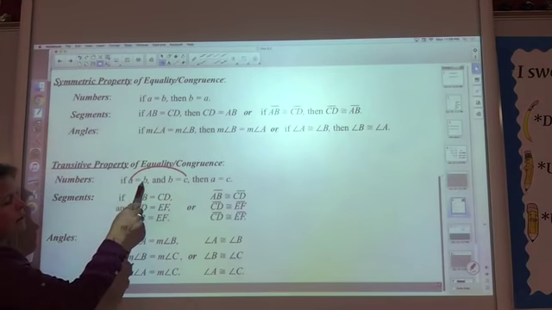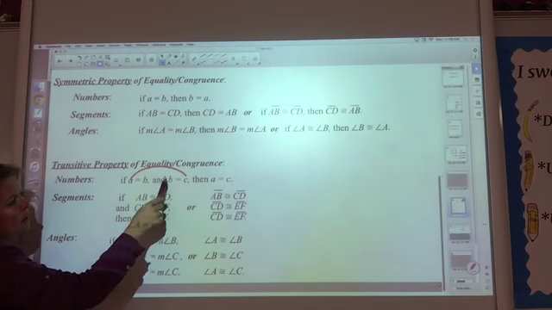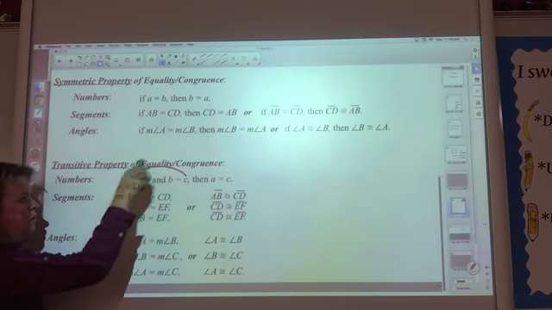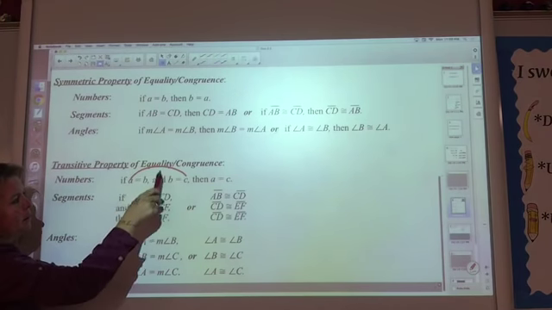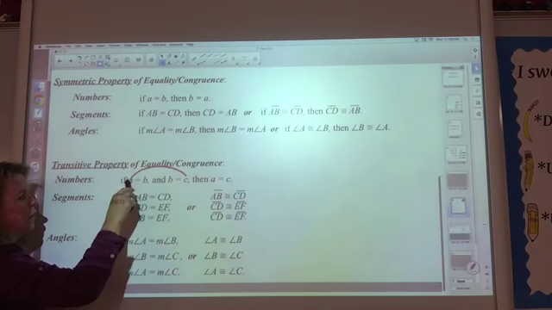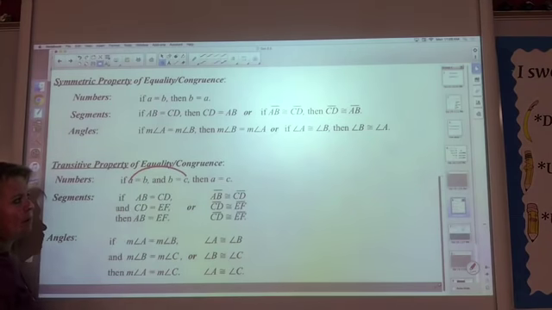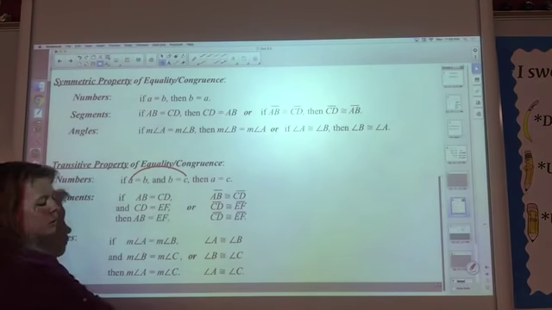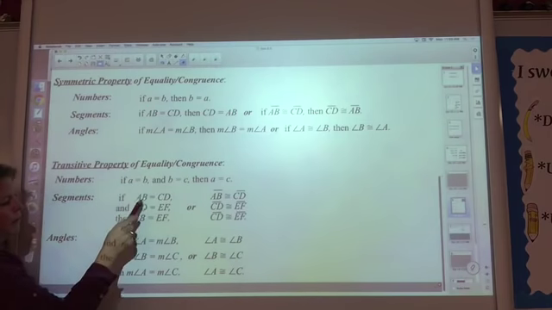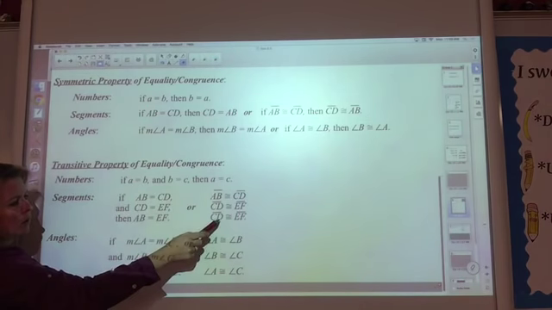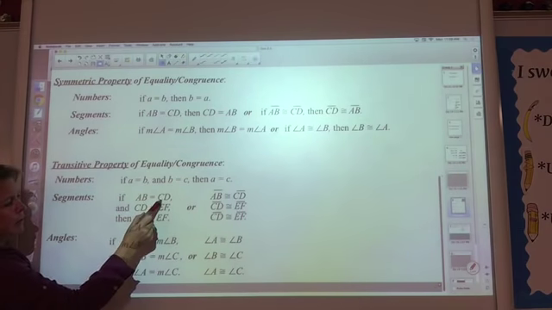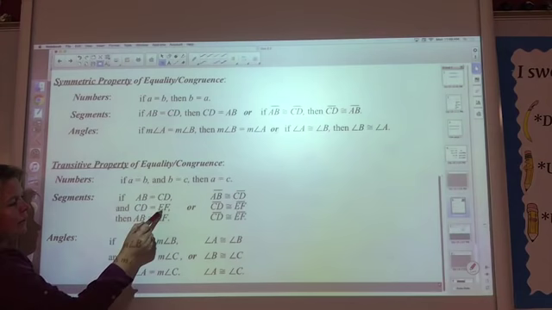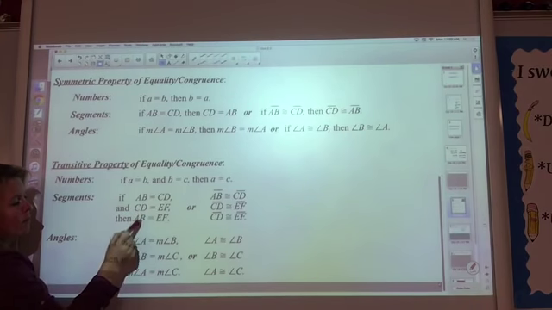If you are the same age as your friend, and your friend has another friend that's the same age, then you and your new friend must be the same age. Bob is the same age as Billy. Billy is the same age as Susie. Therefore, Bob and Susie are the same age. We know that because they're both the same age as Billy. It works with the measures of segments or congruence of segments. Notice if the measure of AB is equal to the measure of CD, and CD and EF are the same, therefore the measure of AB equals the measure of EF.